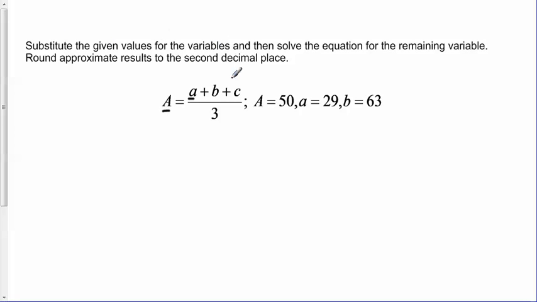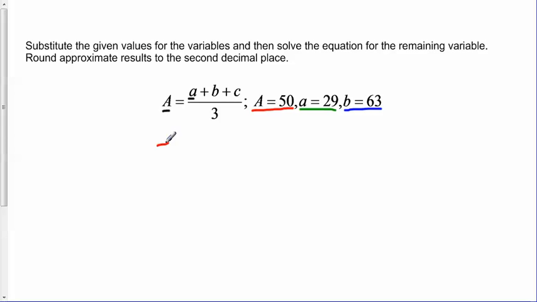We're going to substitute in the given values, and we're going to use some color coding to help us keep track of things. Capital A, we're going to do in red. Lowercase a, we're going to do in green. And lowercase b, we're going to do in blue. So let's substitute in the pieces that we have.